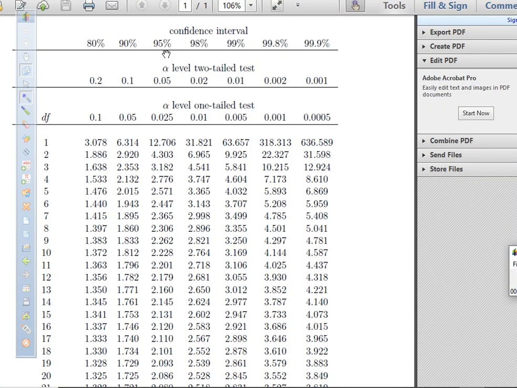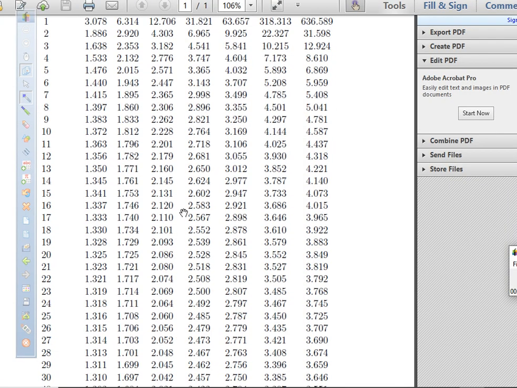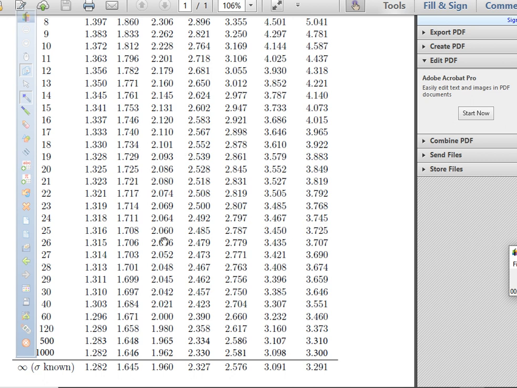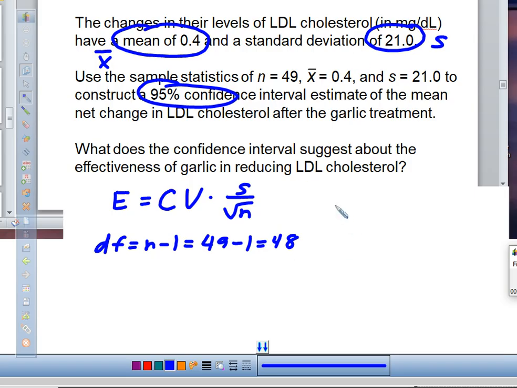So for a 95% confidence interval, we need 48 degrees of freedom. We don't have 48, so the best we have is 40. Got to round down to 40. Again, you always kind of want to round down. So 2.021 is what we're going to use.